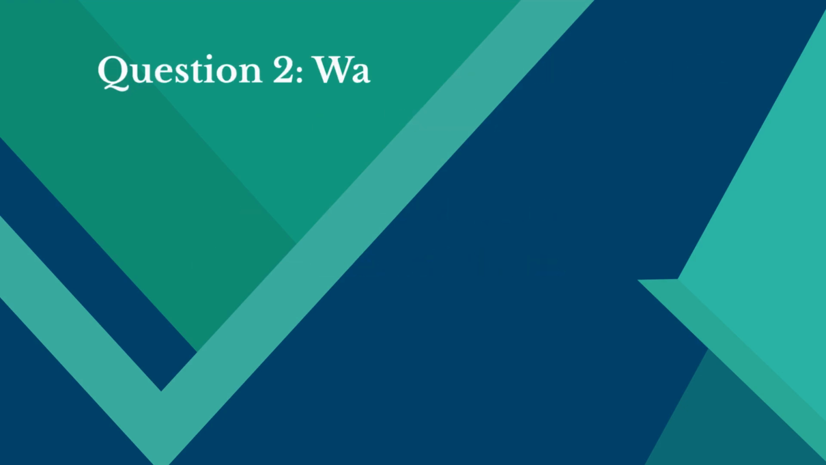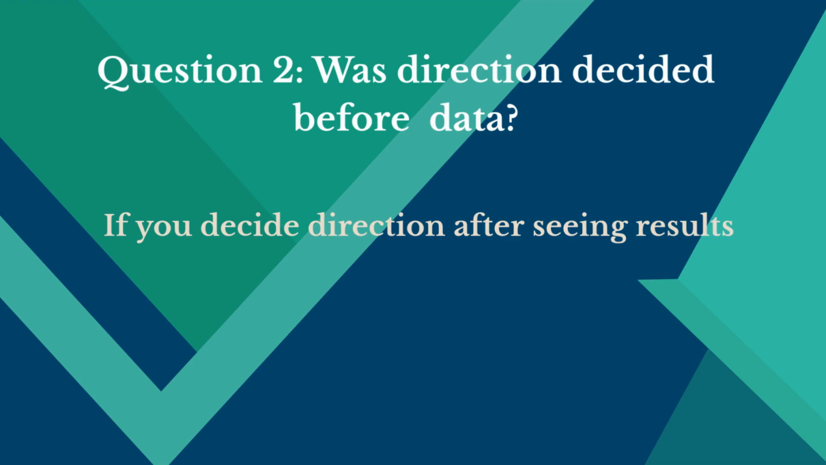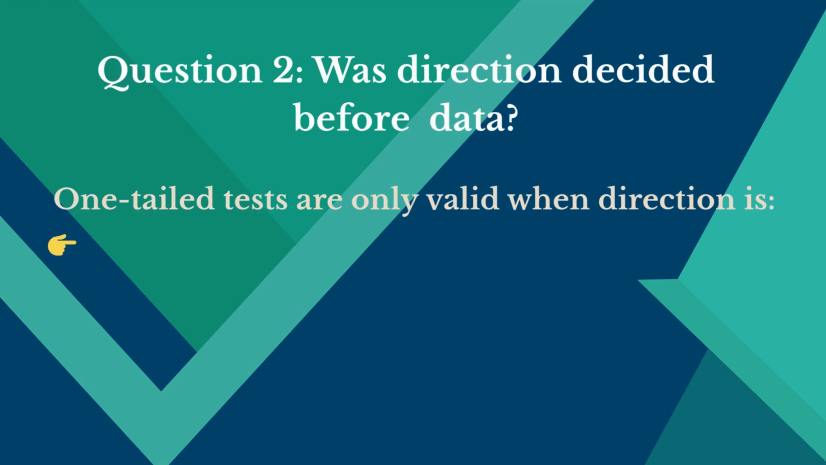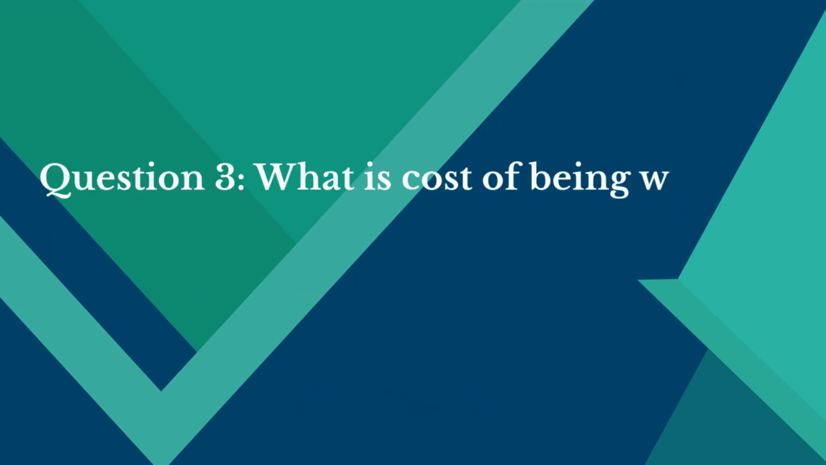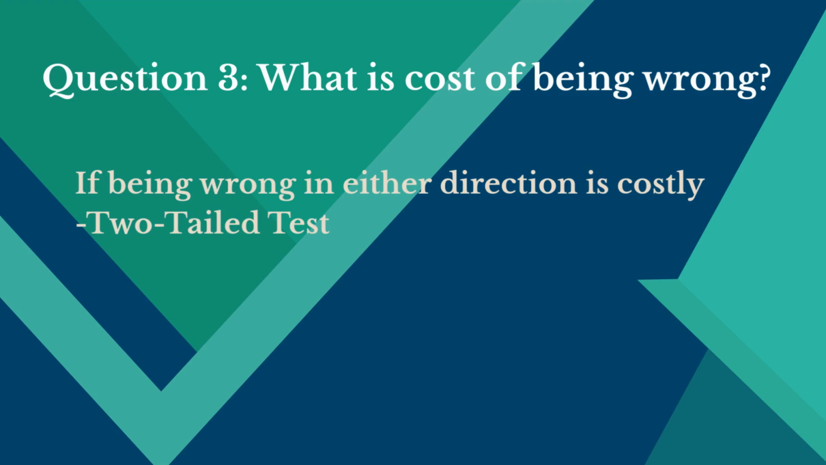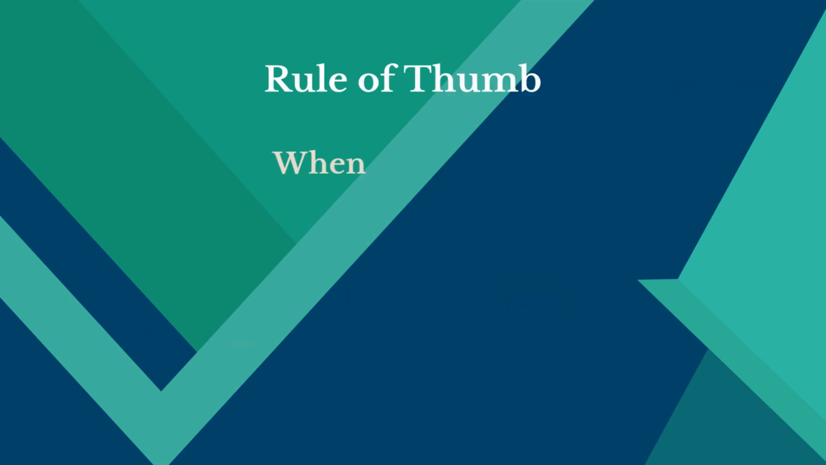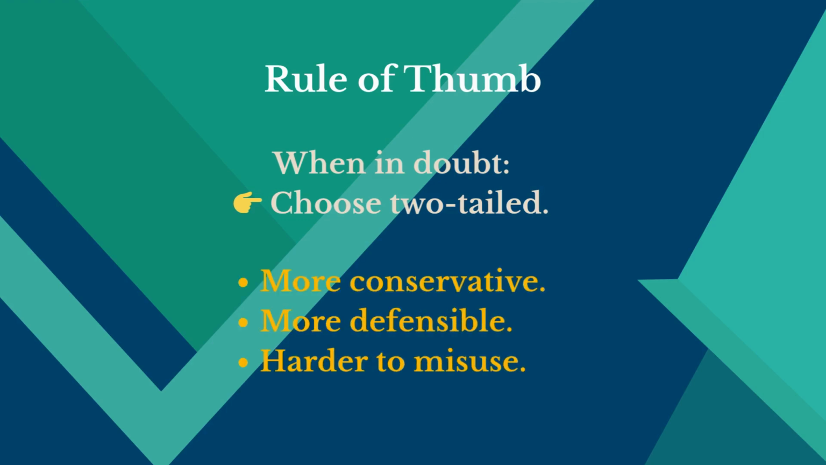Question 2. Was the direction decided before data? This is critical. If you decide direction after seeing results, you are no longer testing, you are rationalizing. One-tailed tests are only valid when direction is clearly stated, logically justified, and locked in before analysis. No exceptions. Question 3. What is the cost of being wrong? If being wrong in either direction is costly, use a two-tailed test. If only one direction truly matters and the other is irrelevant, a one-tailed test may be justified. Rule of thumb is, when in doubt, choose two-tailed. It is more conservative, more defensible, and harder to misuse.